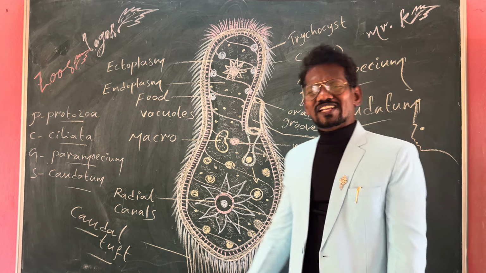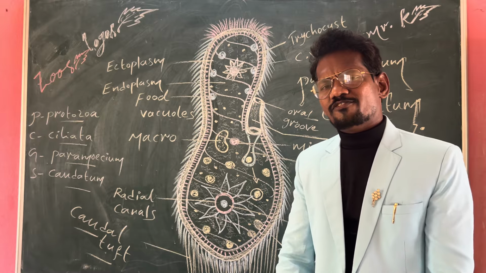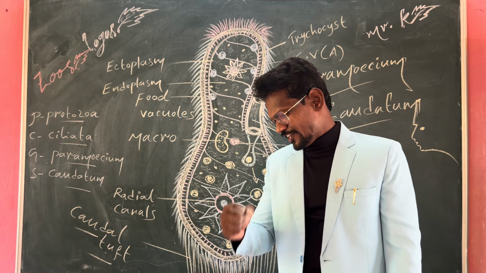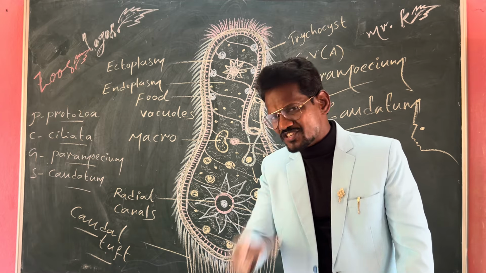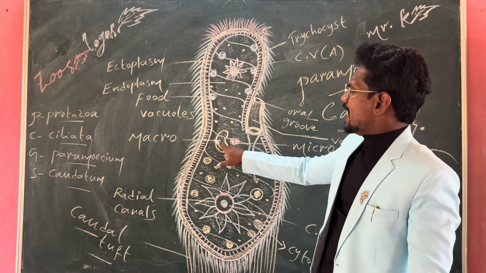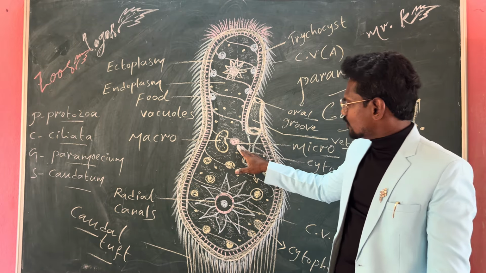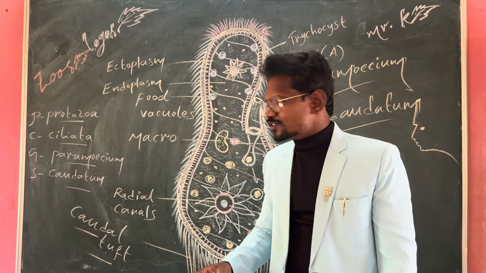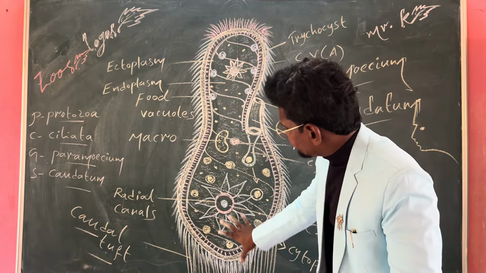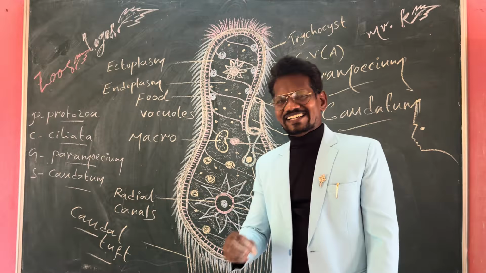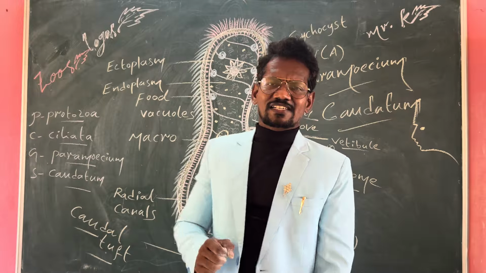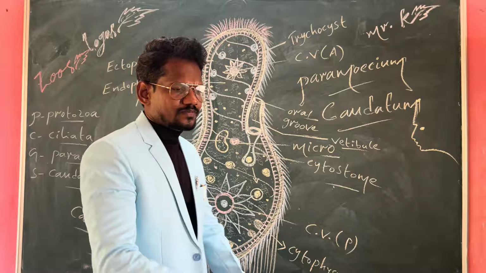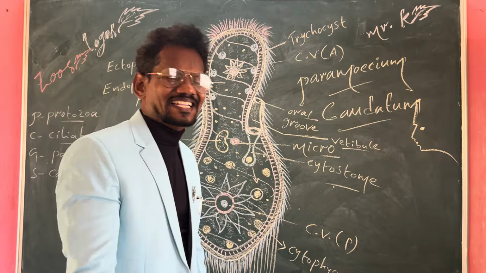And the new feature is that two types of nuclei are found in the cytoplasm of Paramoecium. This is a unique new feature. One is the macronucleus, the other is the micronucleus. The macronucleus controls all types of metabolic activities inside the cell, but the micronucleus is involved in the reproduction process, namely binary fission.